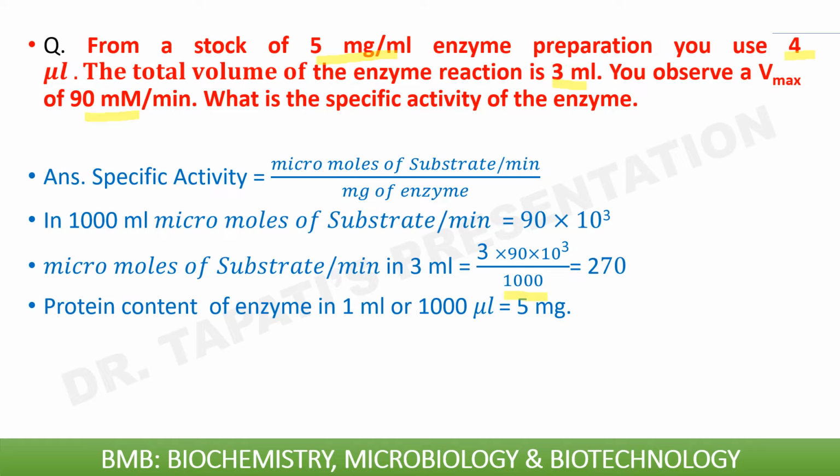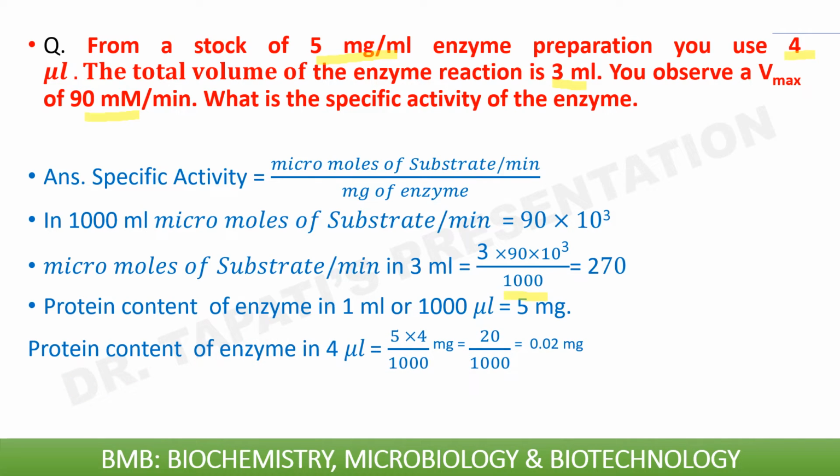And the protein content of enzyme in 1 ml or 1000 microliter is 5 mg. We have to calculate the protein content of enzyme in 4 microliter. So it will be 5 into 4 divided by 1000. Protein content is 5 mg in case of 1 ml solution. So in 4 microliter it will be 5 into 4 divided by 1000 mg, or we can write it 20 by 1000 or 0.02 mg. So total protein content is 0.02 mg.